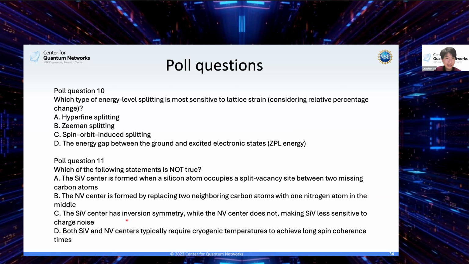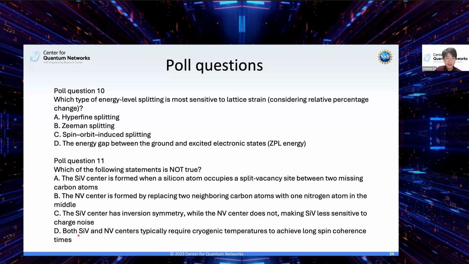But I want to add a little more to emphasize the other answers. So the A is definitely correct. It's sitting in the middle, with two vacancies around it. That's a silicon vacancy. C is correct because the silicon vacancy center has inversion symmetry if you rotate it along one axis by 180 degrees. This makes it immune to the DC static charge. You consider a static charge creating a static electric field. If you integrate over a symmetric electron orbit around it, you will get zero. The first-order outcome will be zero.